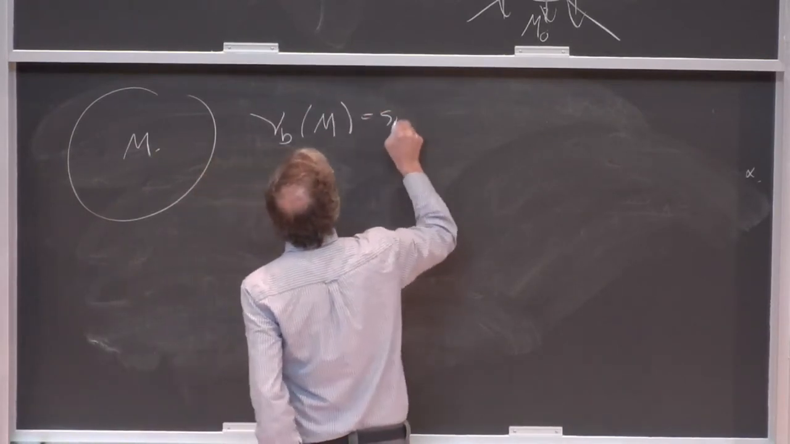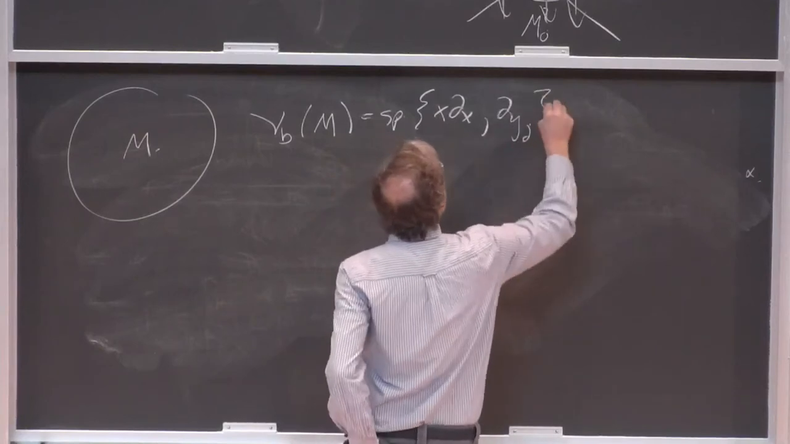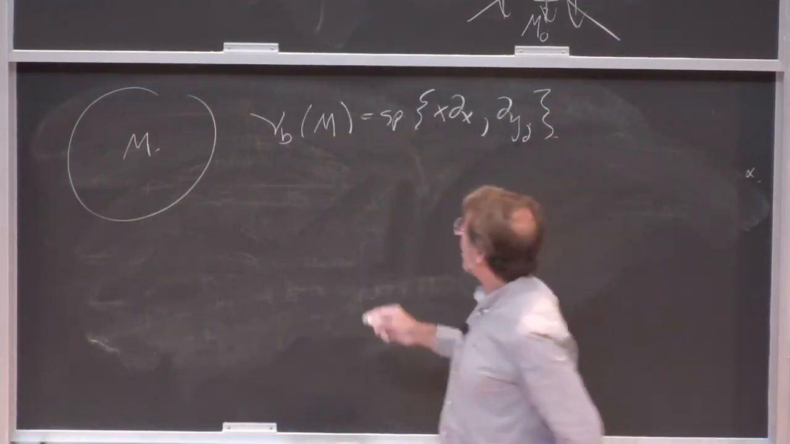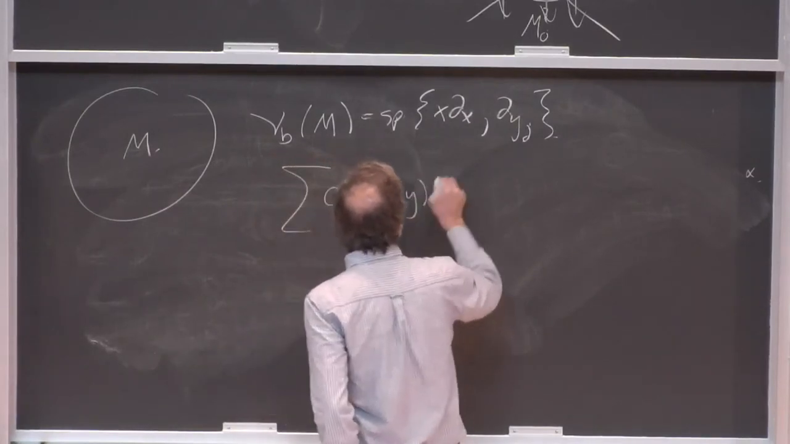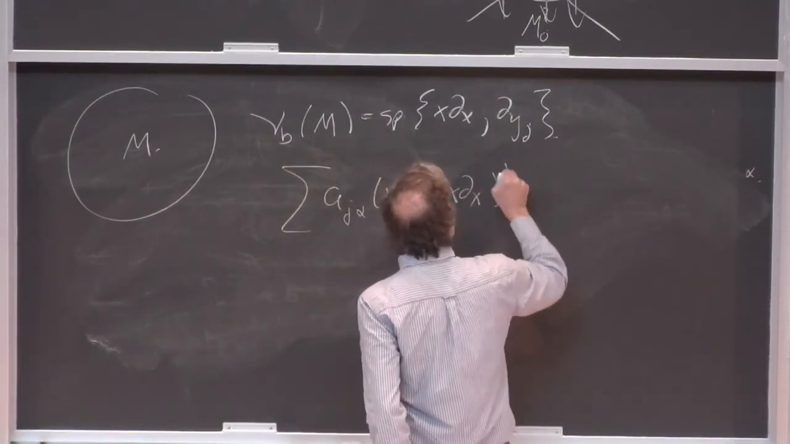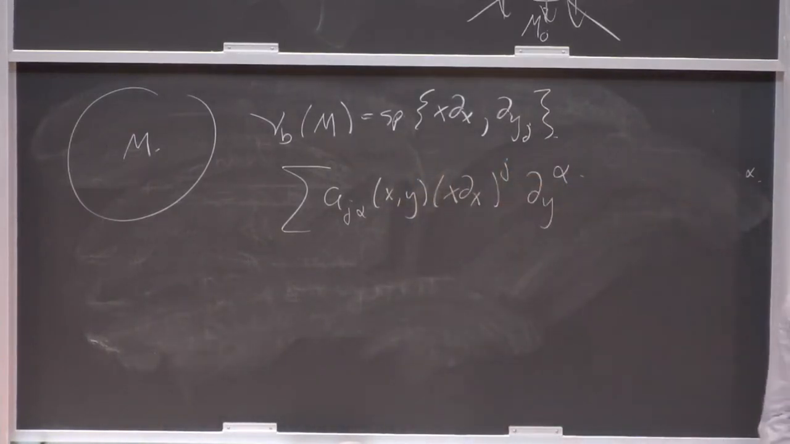So this is the span of x dx and dyj. I take operators, which are sums of products of these things. So it looks almost the same as what I did, except they're a little bit less degenerate. Okay? Now, what are these? These are something that people have been thinking about in another guise for years.